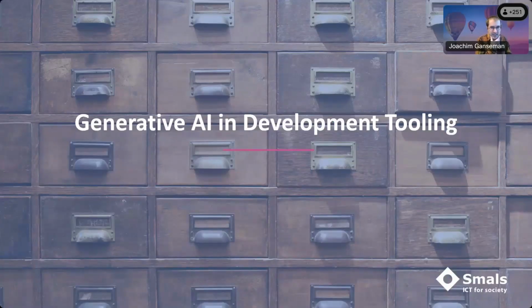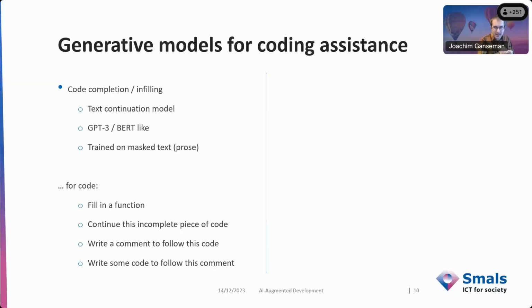Good, let's take a look at the tools that exist nowadays. Basically, you can divide the families of language models that are behind these tools in two different families. First and foremost, there are the language models that do text completion, in the case of code completion, and also code infilling, like filling in a function in the middle when you have some code preceding it and some code following it. These are classical text continuation models. They already exist for a long time. And generally, those are trained on masked text.